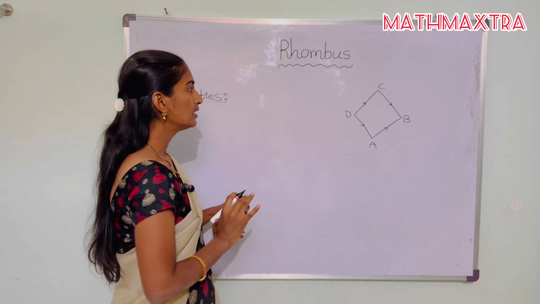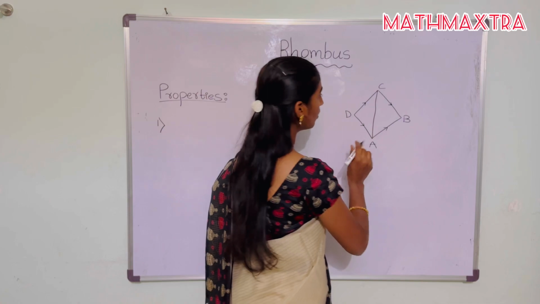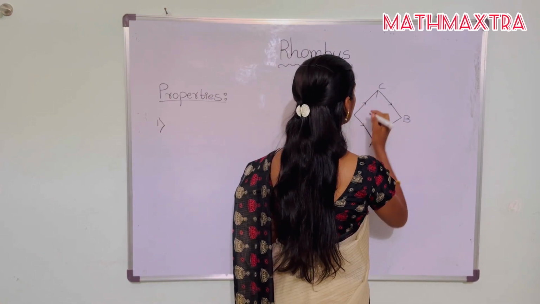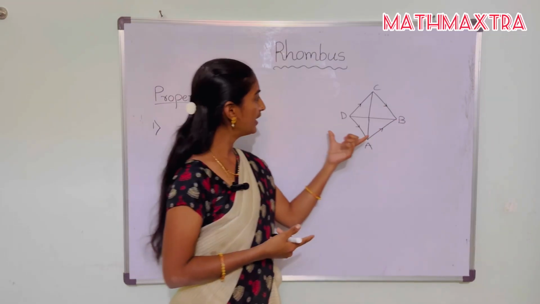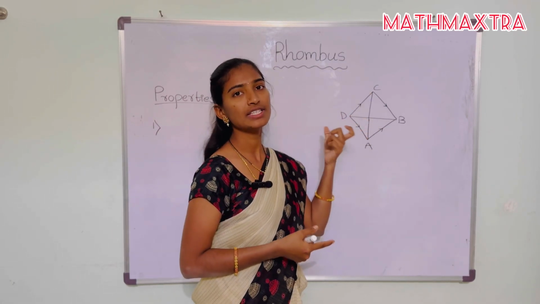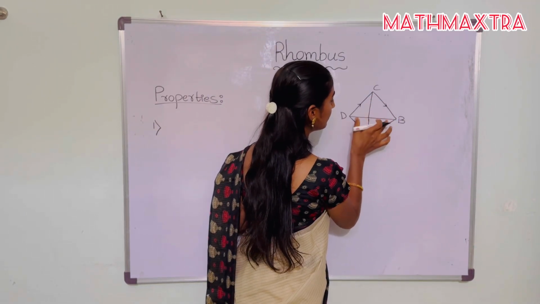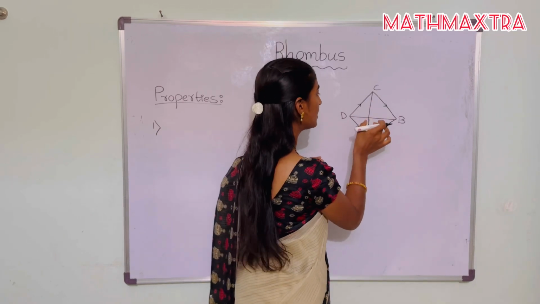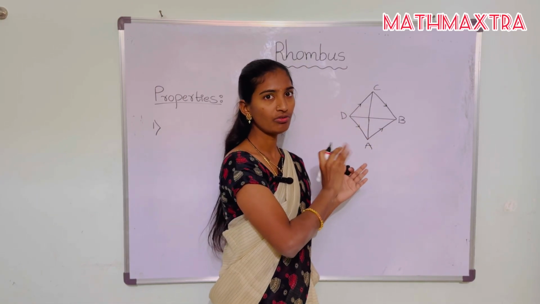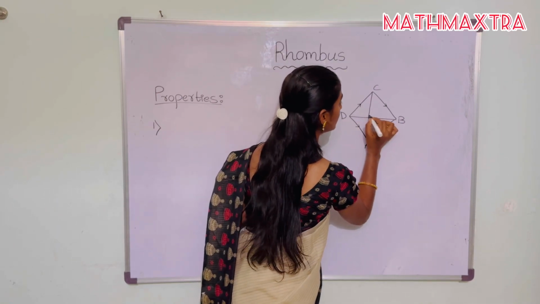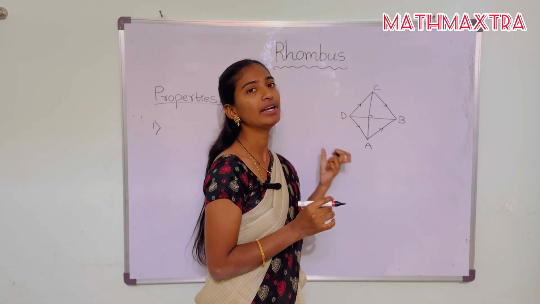And see, if you draw the diagonals of a rhombus, these two diagonals are always perpendicular bisectors. See, what is a bisector? It means this diagonal divides the other diagonal into two equal parts, as well as the other diagonal divides this diagonal into two equal parts, which is nothing but bisecting each other. And these are always perpendicular. That is why the diagonals of a rhombus are always perpendicular bisectors.